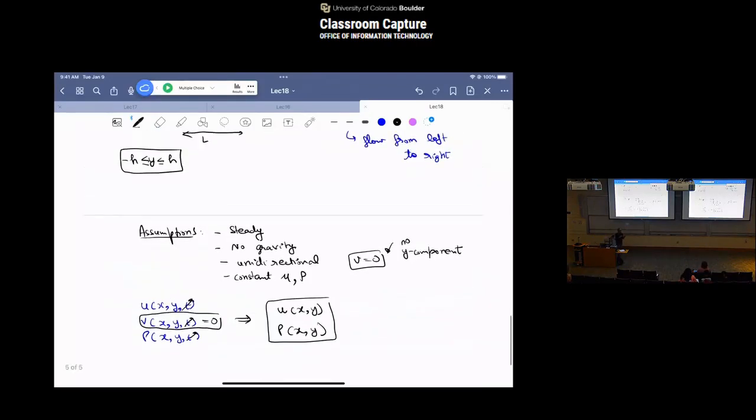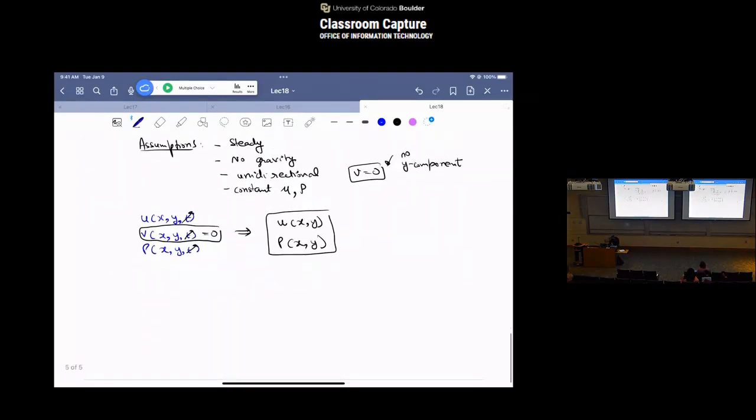Any questions here first? Okay, so very similar to last time. The only difference is last time we had also said that the pressure is constant, but now because a pressure difference is driving the flow, we cannot say pressure is constant, so we can say p is a function of x and y and u is a function of x and y. Okay, all good? All right, so let's keep going.